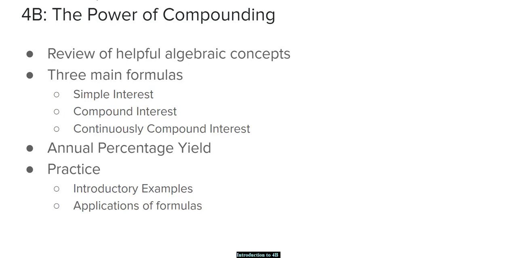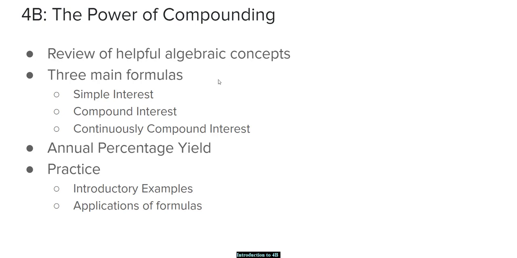In section 4b, we begin discussing the power of compound interest. This is a very important section. So in section 4b, you may see some problems which are just reviewing some helpful algebraic concepts you might encounter when using formulas in chapter 4.